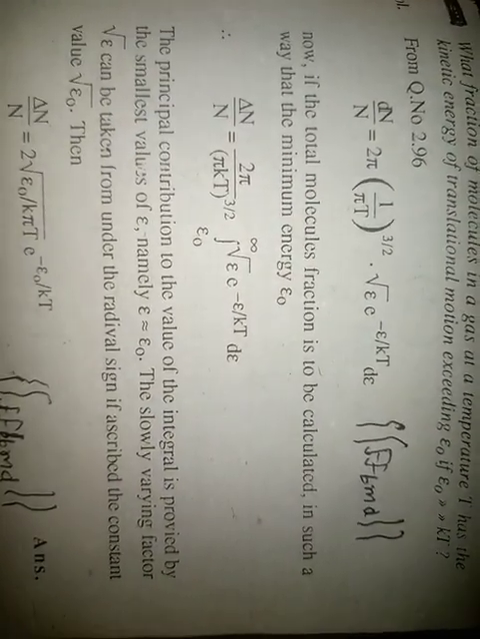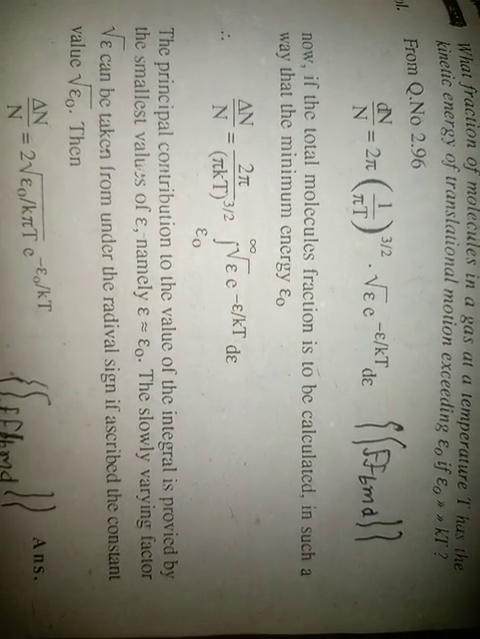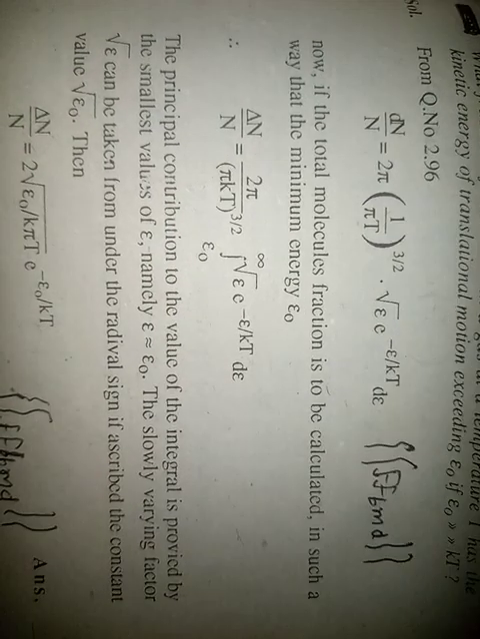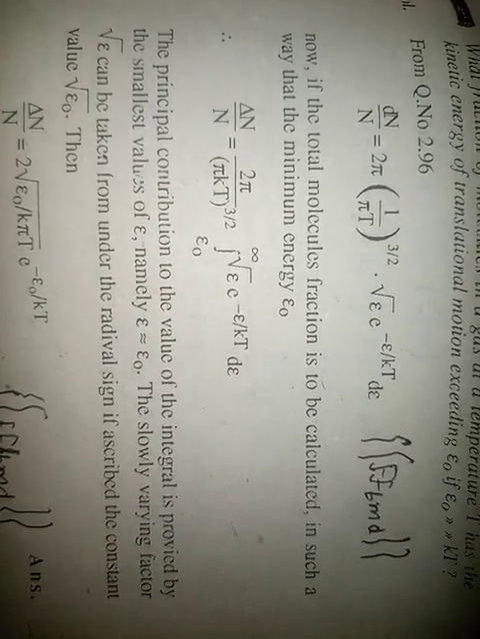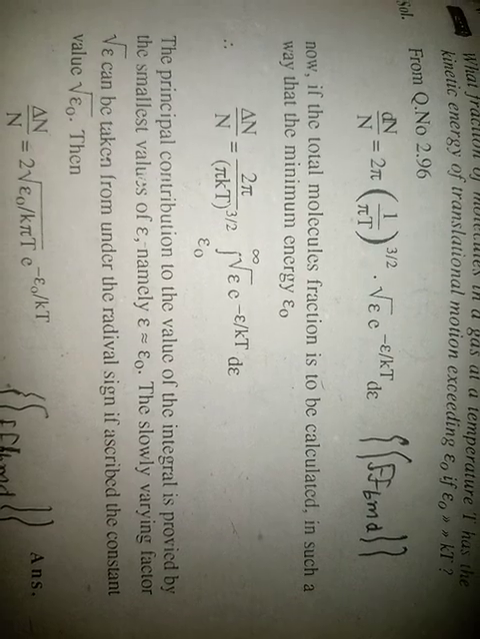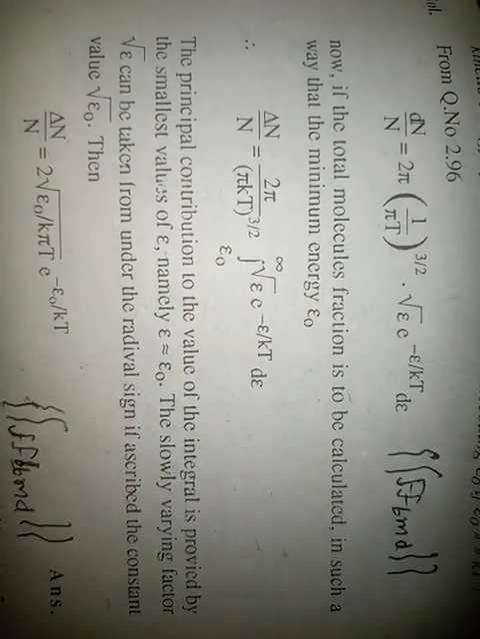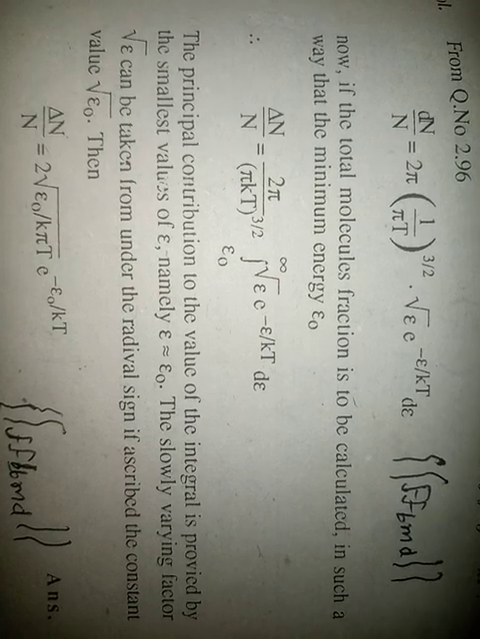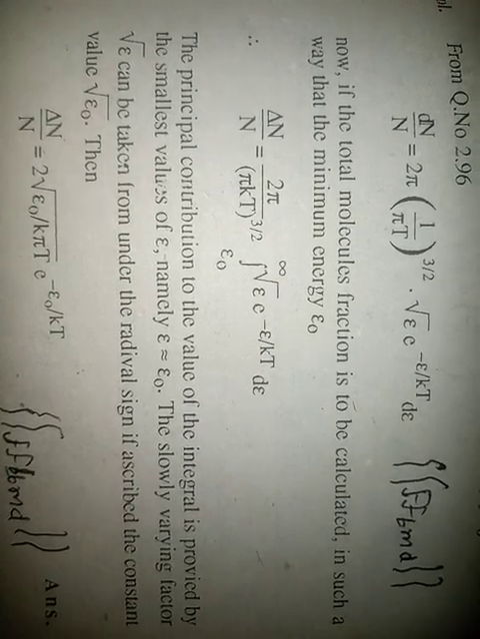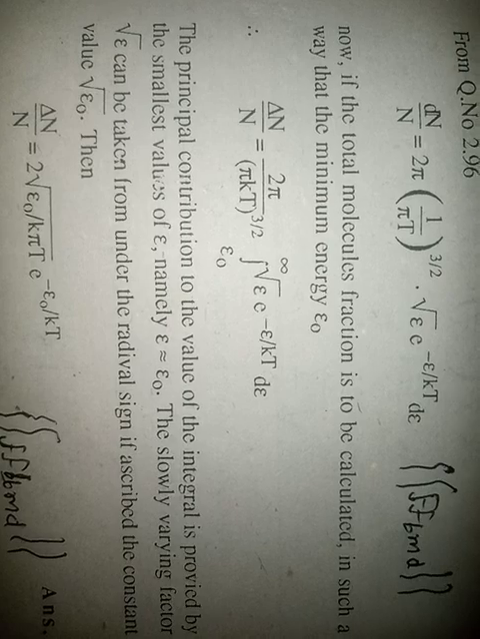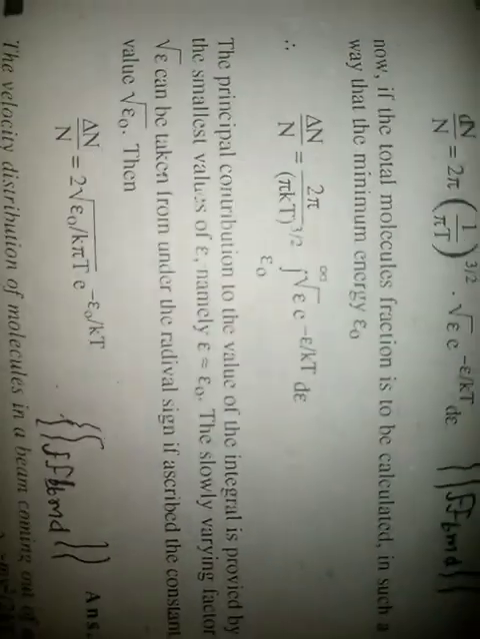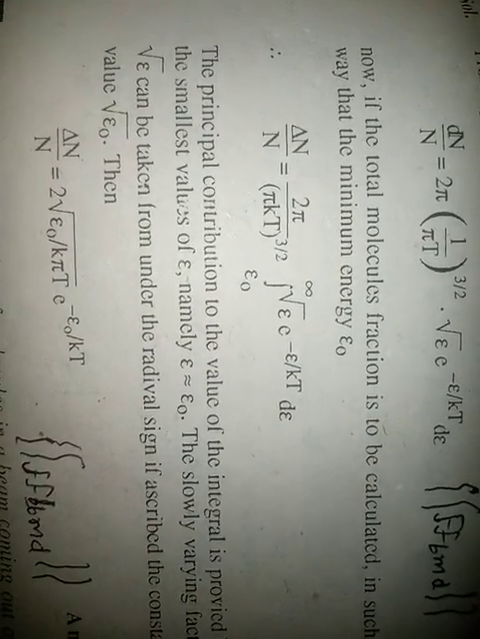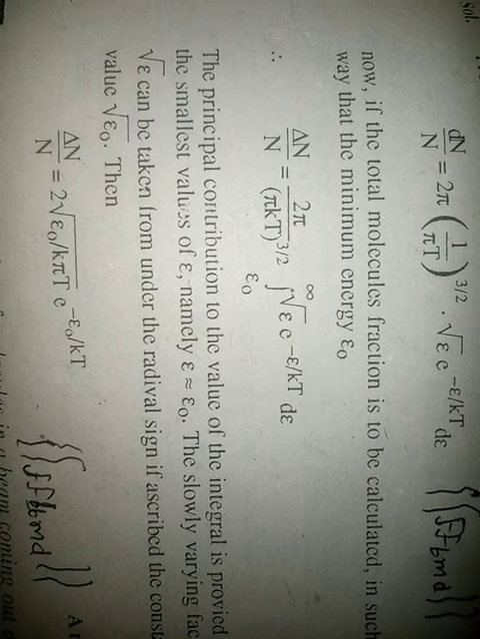Now if the total molecules fraction is to be calculated in such a way that the minimum energy is ε₀, hence Δn/n equals 2π (1/πkT)^(3/2) integration from limit ε₀ to infinity of √ε e^(-ε/kT) dε.